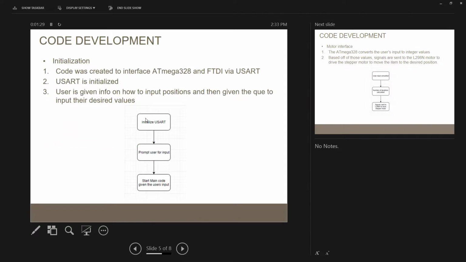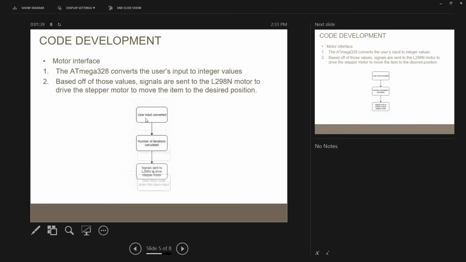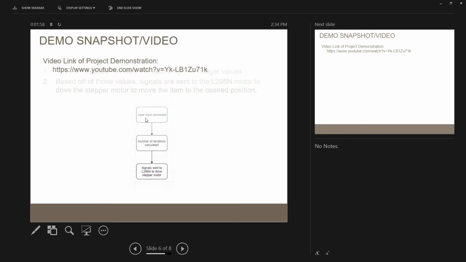Okay, so to develop the code, I had to initialize USART first to send messages out to the user to let them know what to input, and then the user could input those values, and then the main part of the code would start. That part would be interfacing with the motor. The inputs that the user entered would be converted to integer values, and from there those would be calculated to the number of iterations of half steps that the motor had to take to move to those specified positions. And then it would send the signal to the L298N to drive the stepper motor.